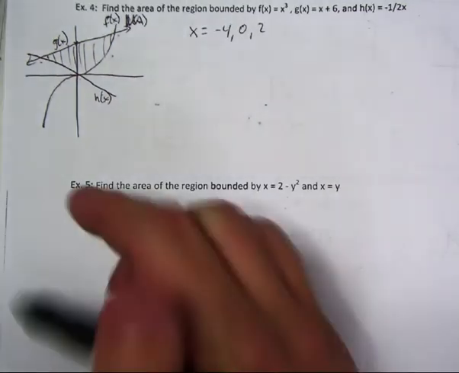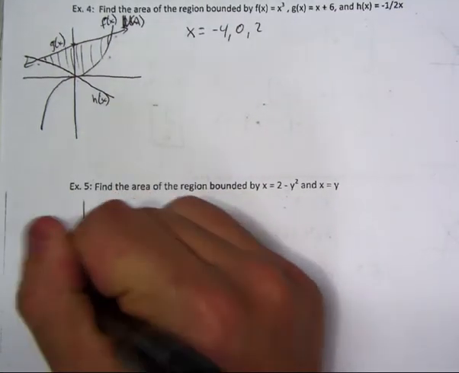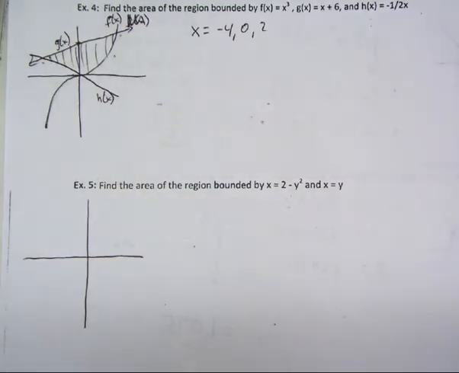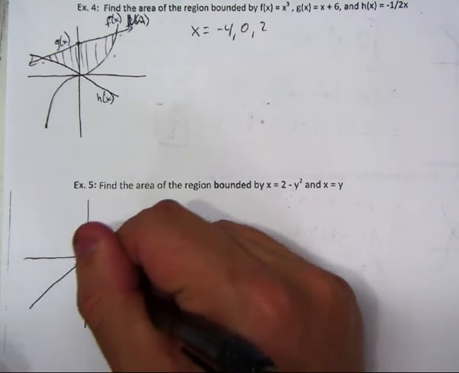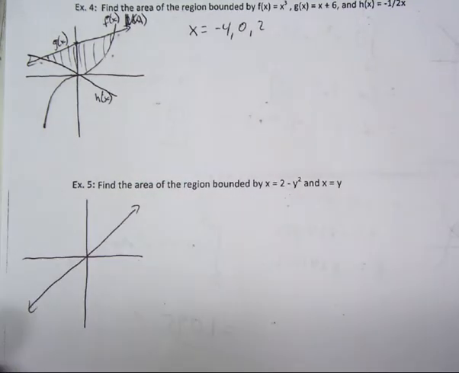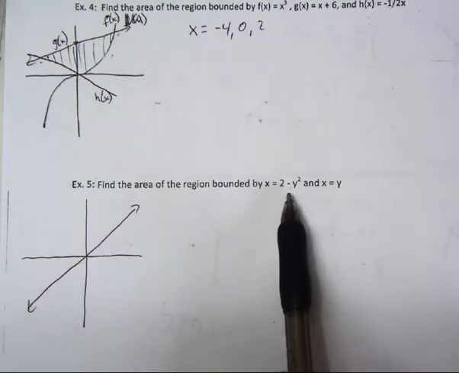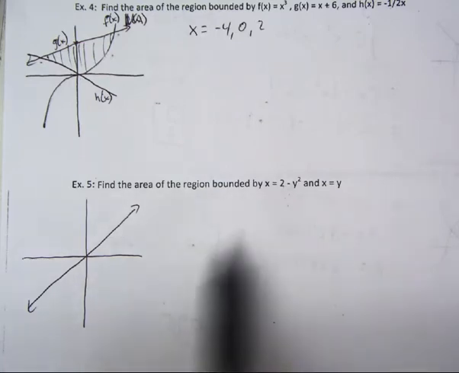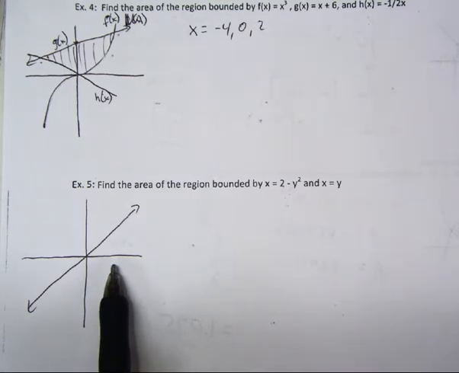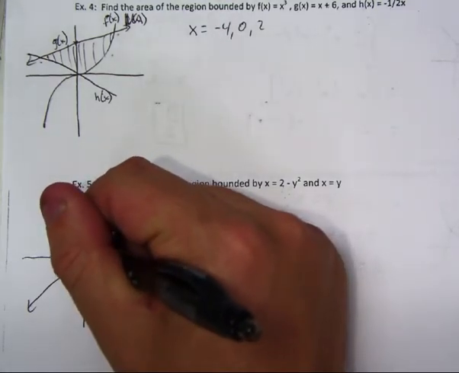So the first thing I want to do is graph these. This is our last one. Well, x equals y is just y equals x. So that's our normal line going through the origin. X equals 2 minus y squared. Well, if you think back to Algebra 2 and probably pre-cal, x equals y squared graphs are sideways parabolas. And when it's negative y squared, it opens to the left right here. And the 2 means instead of shifting up 2, it shifts right 2. Basically, the graph looks something like this.